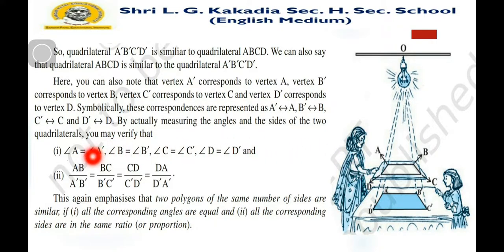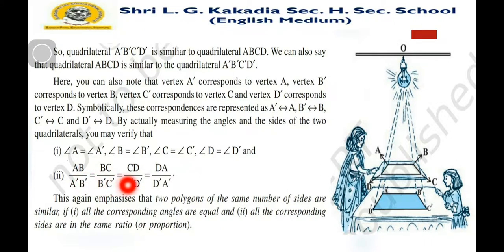So the first condition is satisfied: all the angles corresponding to other angles are equal. Also, by actual measuring, you can say that AB upon A dash B dash, this ratio, is equal to BC upon B dash C dash, CD upon C dash D dash is equal to DA upon D dash A dash, meaning the ratios of corresponding sides are equal. So the second condition is also satisfied.